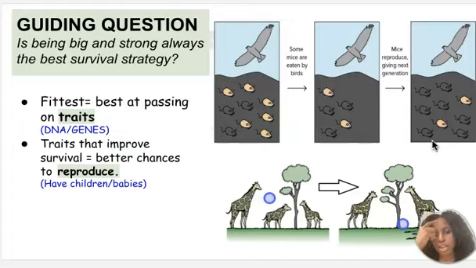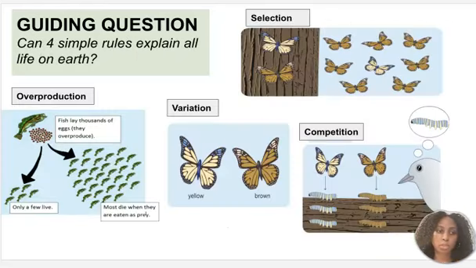So let's take a look at the other example that we have here with the giraffes. Okay, we have the tall giraffe variation and the short giraffe variation. Which variation is better at surviving? In this situation, it's the tall giraffes. That's because they are tall enough to actually reach the trees. And unfortunately, the ones who weren't tall enough, they died. They weren't able to pass on their traits and have future babies who are also short. So those who survive and reproduce are able to give their traits to the next generation.